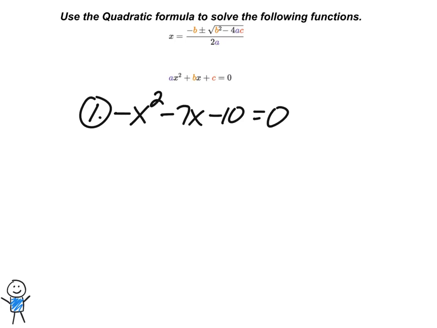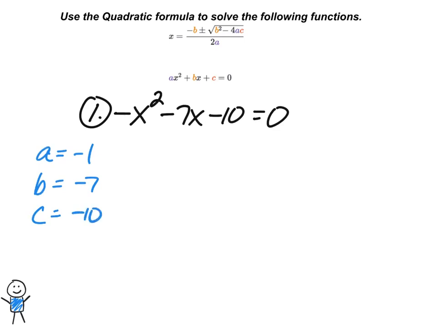So, step one is to make sure your quadratic is in standard form. Recall that standard form means my x squared term, my x term, and my constant, if there is one, are all on one side of the equal sign and zero on the other. We've met that criteria for this one so far. Now I need to identify the a, b, and c. The a in this quadratic function is the coefficient of the x squared term. In this case, it's a negative 1. The b is the coefficient of the x term, which is a negative 7. The c is the constant, which is a negative 10.